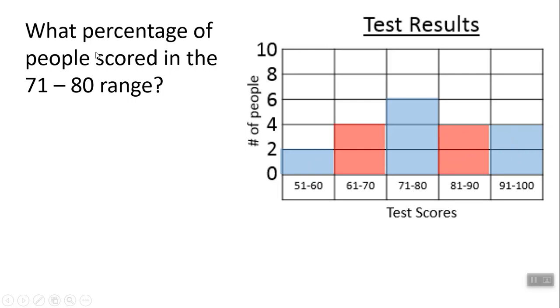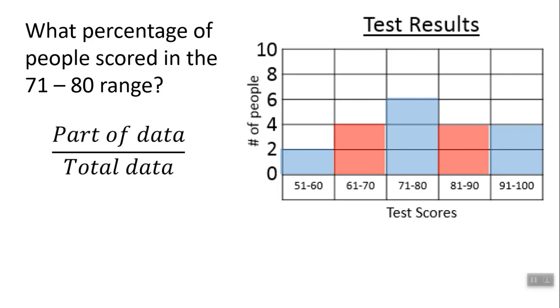Now let's review what percentages are. In this case, percentage is always a part to a whole group, part out of a whole group. In this case, part of the data over the total data. So what we want to do is figure out what all these columns are, and this one was 2, 4, 6, 4, and 4. So 4 people scored 91 to 100, 4 people scored 81 to 90. So this is the total amount of people that took the test.